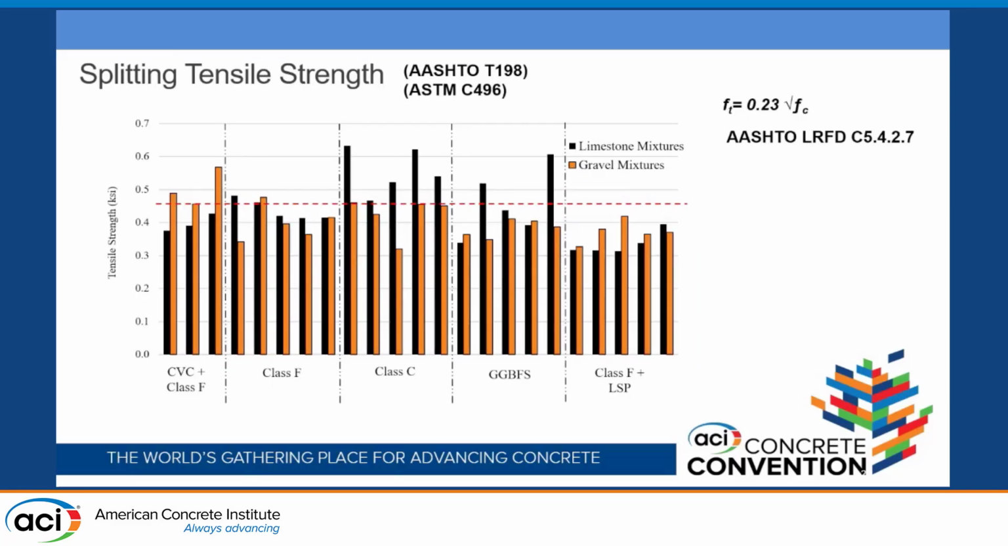Here I put it as splitting tensile strength. The red line shows a prediction, if you use the AASHTO equation, how much you expect to get for a 4,000 PSI concrete. And you can see there is a wide range of fluctuation. Some of them did not make the prediction. That's why, as a result of this work, we proposed a smaller factor, less than 1, to be used to reduce the splitting tensile strength in these mixtures.